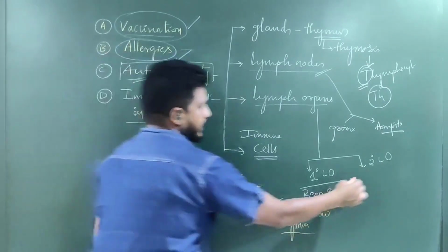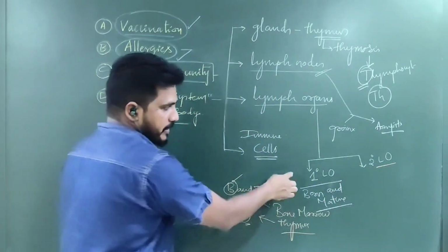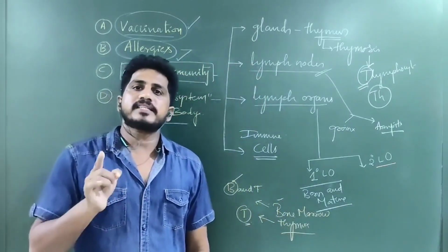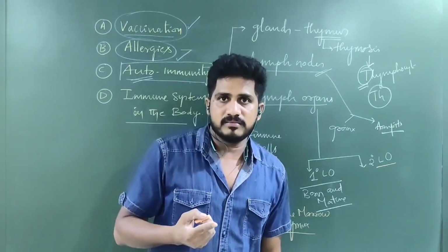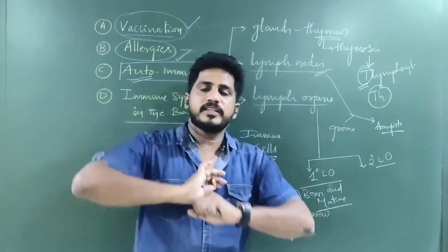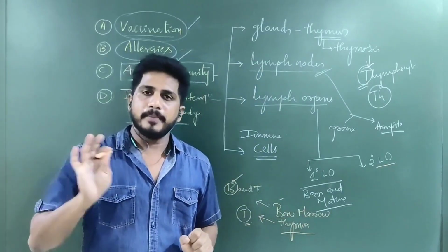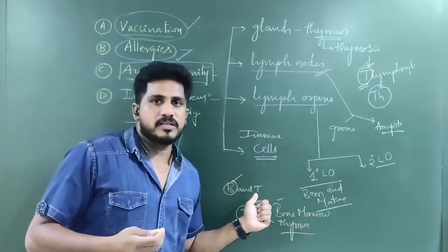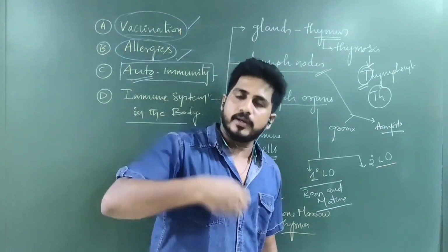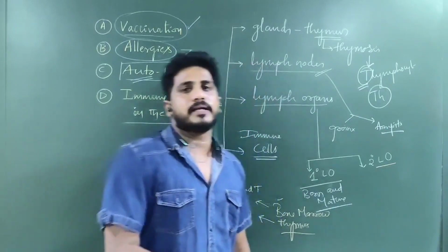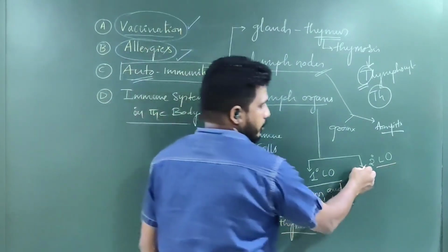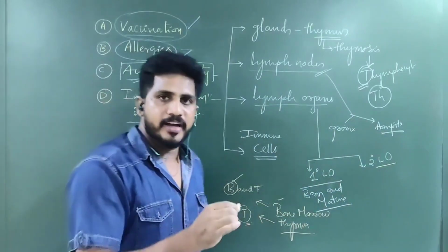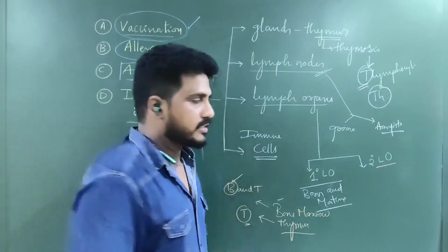Next, what are secondary lymphoid organs? What is the definition of primary lymphoid organs? Organs where immune cells are born and trained or matured. That's it. There is no work. Immune cells cannot do any work in the primary organs. Where they do their work, attacking foreign particles and so on, is called secondary lymphoid organs. Secondary lymphoid organs are the parts of the immune system where immune cells act.